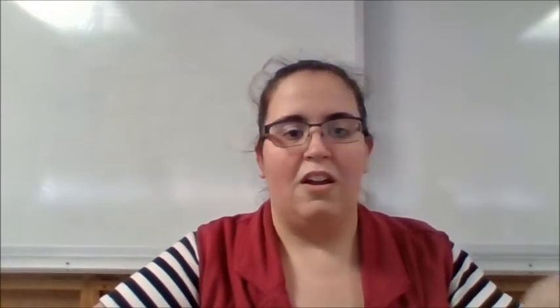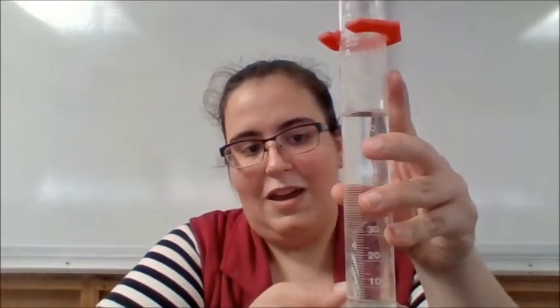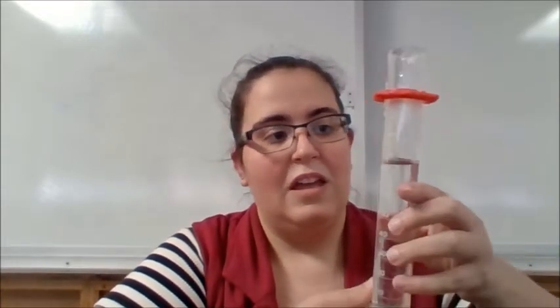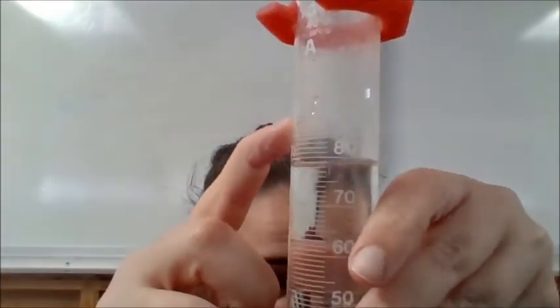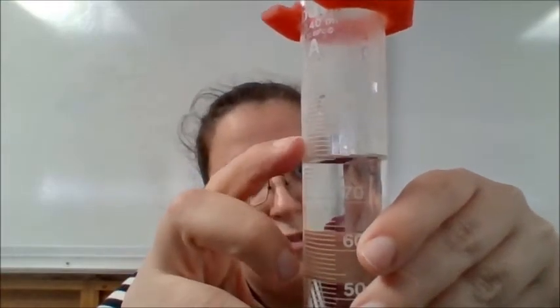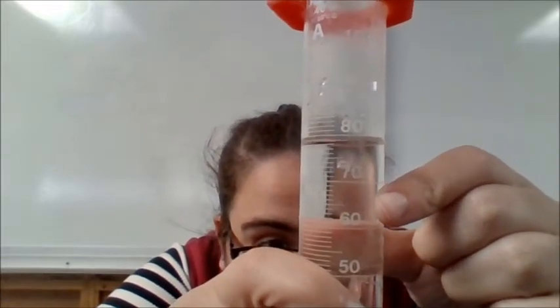For something like our glassware, like this graduated cylinder here, you have to look at what is on here and then you get to take an estimate. So for example, this is a 100 milliliter graduated cylinder. It has large markings every 10. So you see the 70 and the 80. And then there are smaller markings in between that mark every 1.